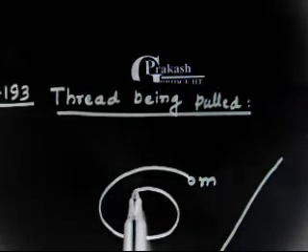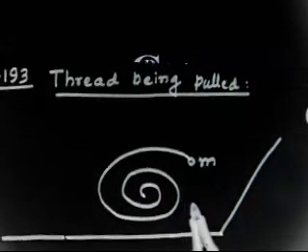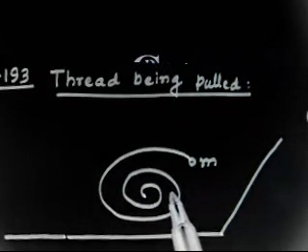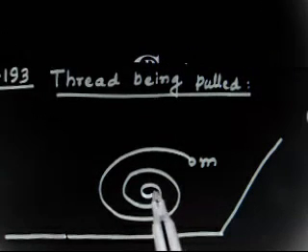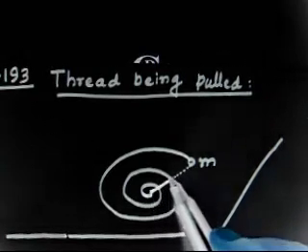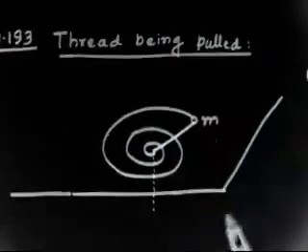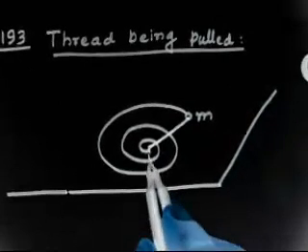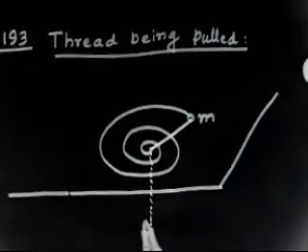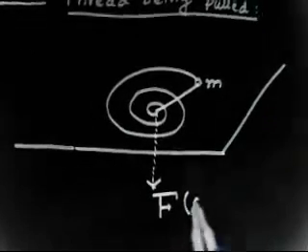So the motion of the object is given to you, and initially this is attached by a thread. So this is the thread. Let us make the thread a solid line, and this thread is being pulled from the bottom with a constant force F. So this is a constant force F.